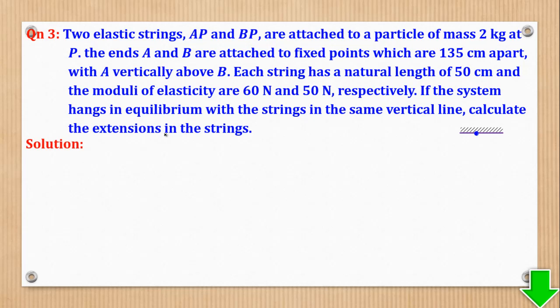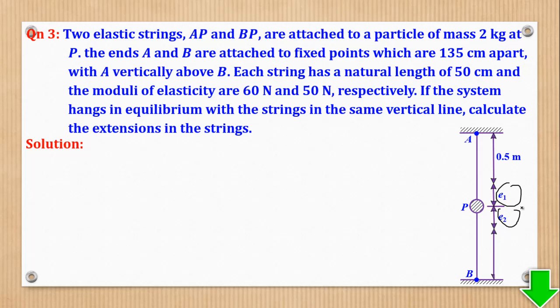First we shall need to make a sketch. There are two points A and B. Then they attach strings from A to B. This is string AP and this is BP, with the particle in between. Each one has an extension. Let this one be extension e1, and this one extension e2. Because of the extension, there will be tension.